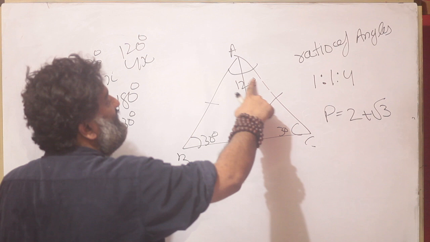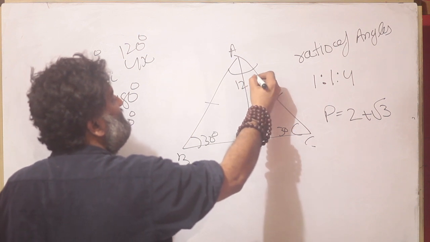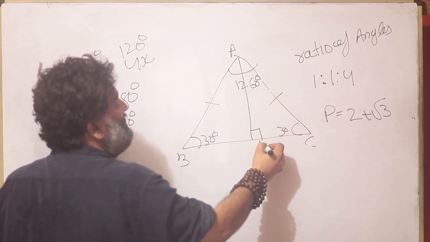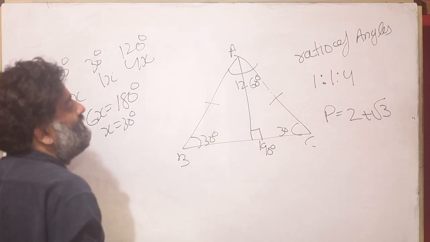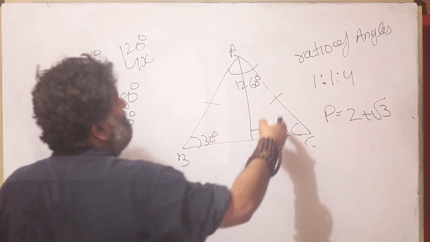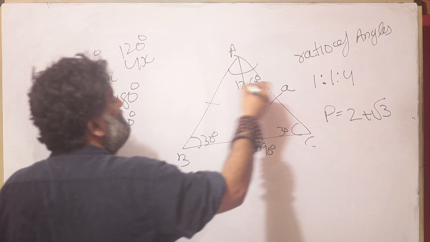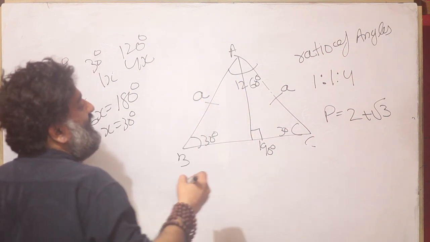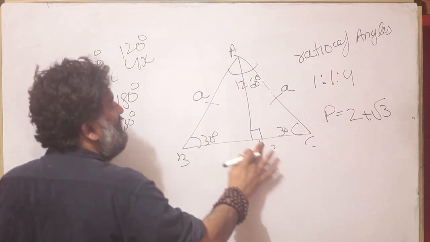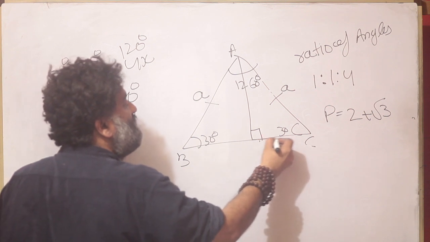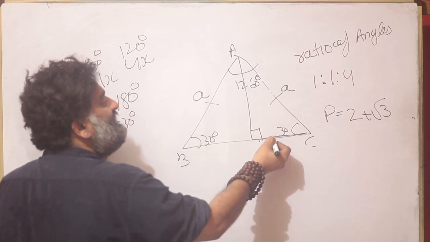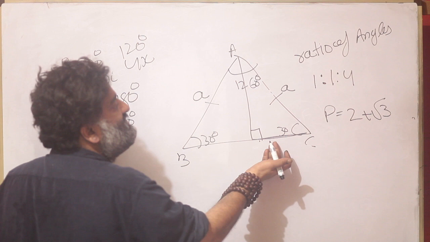That means this 120 degree angle will become 60 degrees, and I have a 30 degrees and I have a 90 degree too. That means, say if my side is A, this side is also going to be A. And now if I think of this side, this is the 30 degree side in the 90-60-30 story.